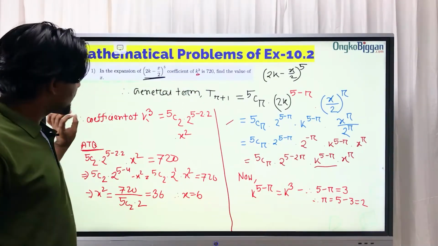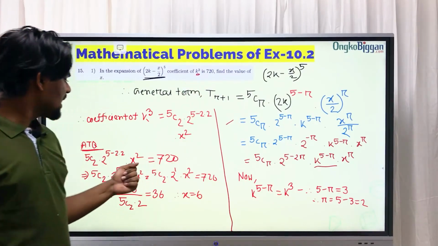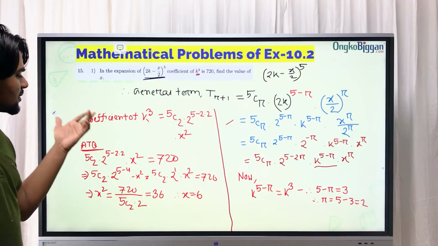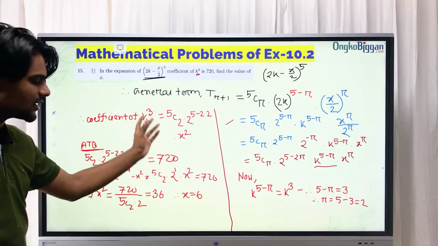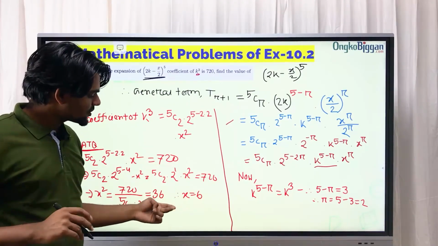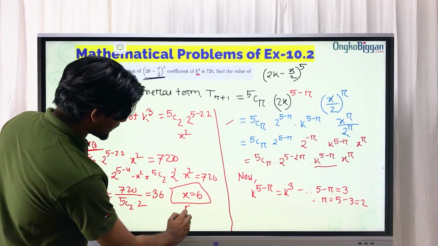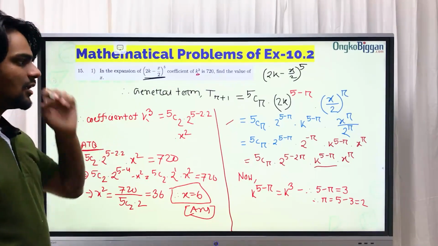Then you put the value of r in this equation to find the coefficient of k cube. After finding the coefficient of k cube, you write according to the question that the coefficient of k cube is equal to 720, and after that you use some mathematical magic to reach the answer, and this is our required answer. So you write the answer, get full marks and go home happily.